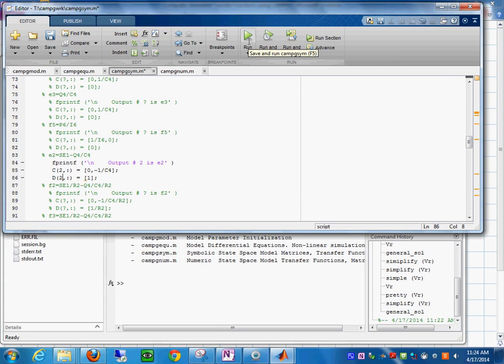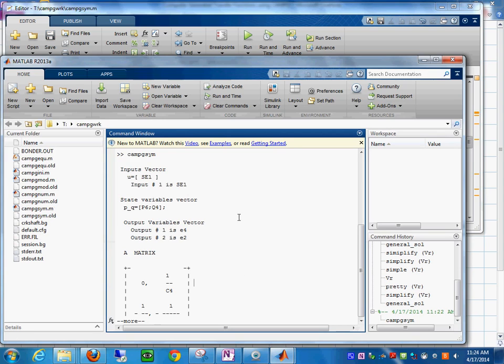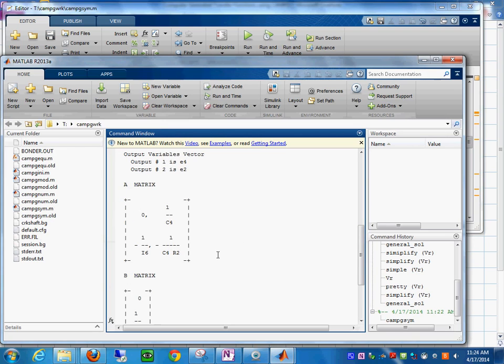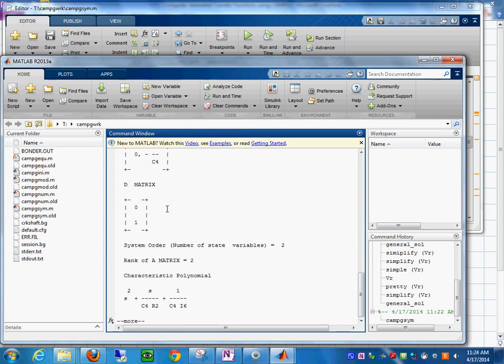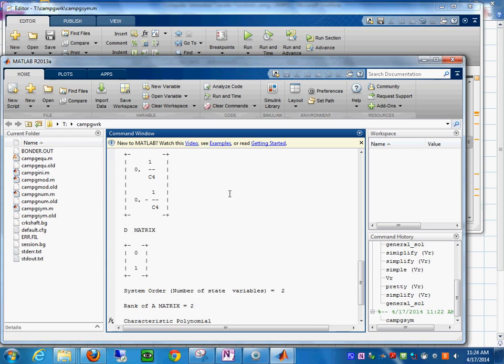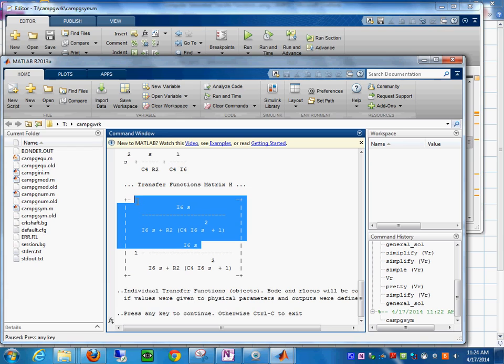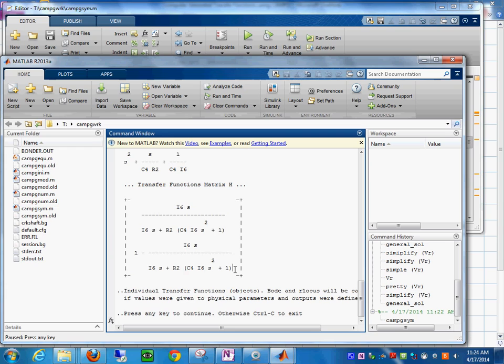And in here, I am going to run this file and watch what CAMG does. CAMG MATLAB. This is the A matrix defined in symbolic form. You have the B matrix, the C and the D matrix. It is a 2-row matrix because we have 2 outputs. And then in here, it will give you the transfer functions. This is the first one, and this is going to be the second one.